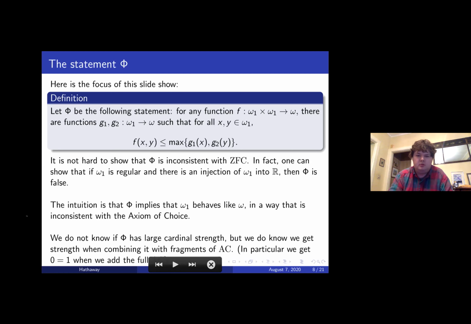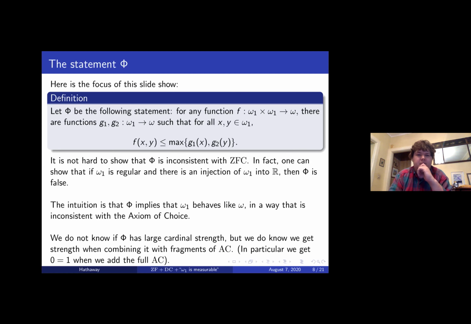Sorry, can you just say what you mean about that omega 1 behaves like omega? How is this saying that? Well, if you look at this definition of phi, if you replace omega 1 with omega, it's true. Because if you have a matrix which is omega by omega of natural numbers, then you could have a column vector that eventually dominates all the columns of the matrix, and then your row vector could pick out values to make the whole thing work. Oh, I see. Yes. Okay. Yeah. So phi, the way I think of it is phi implies omega 1 behaves like omega in a way that's inconsistent with the axiom of choice.